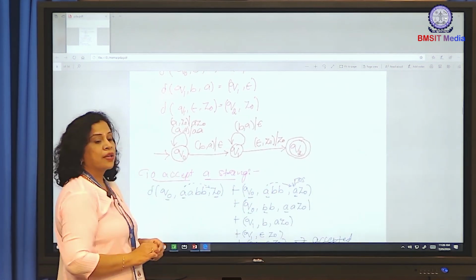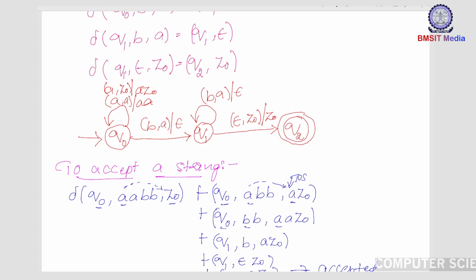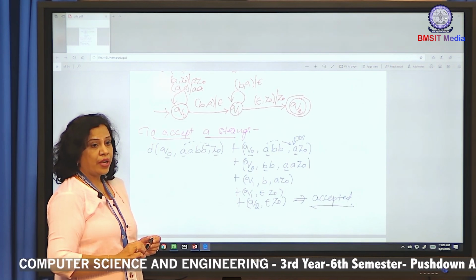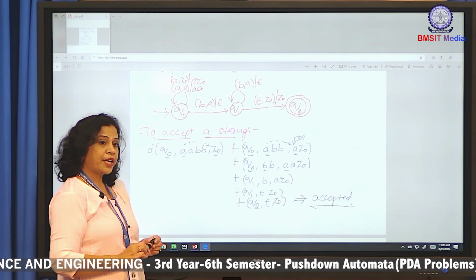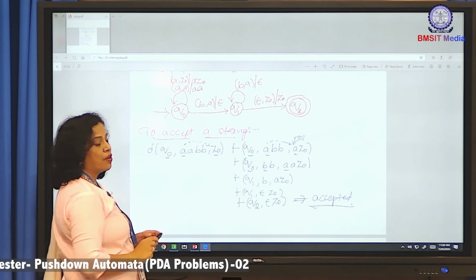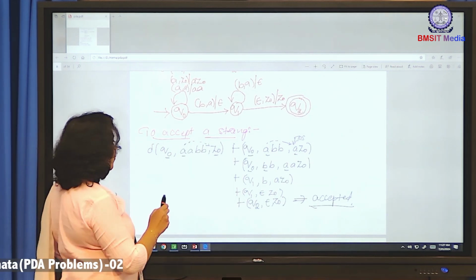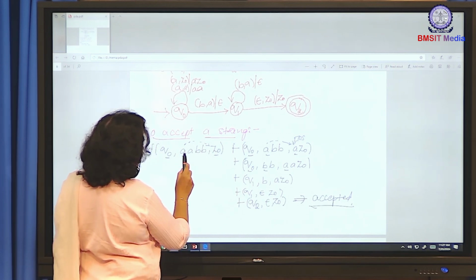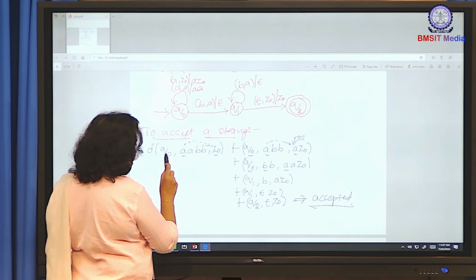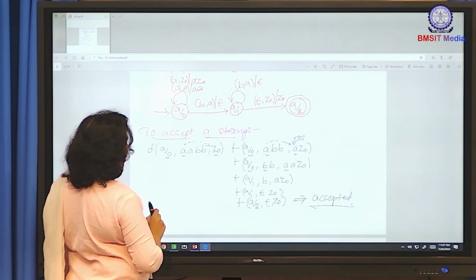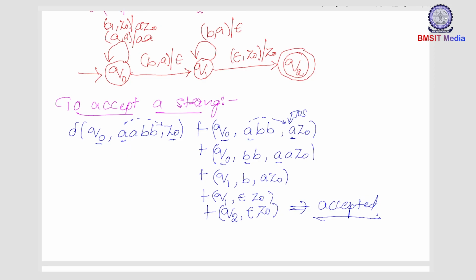After doing this, we will have to see how to accept a string. For this, we will have to make the moves. For making the moves, I have taken a small string AABB. Initially, I am in state Q0. So, delta of Q0 comma AABB Z0. This is the top of the stack, and this is the input. When we are in state Q0, on reading the input A, when the top of the stack is Z0, so Q0 comma A comma Z0.